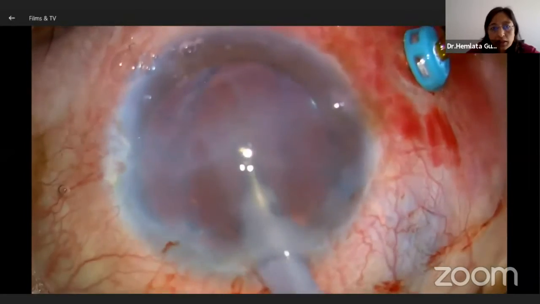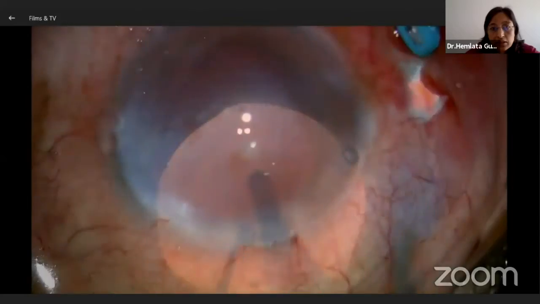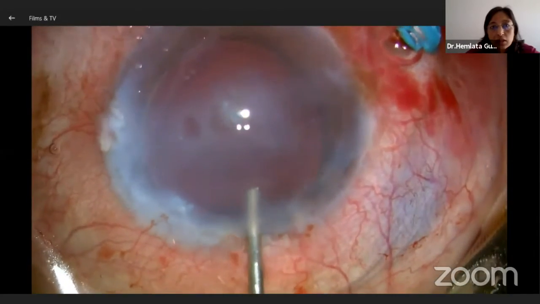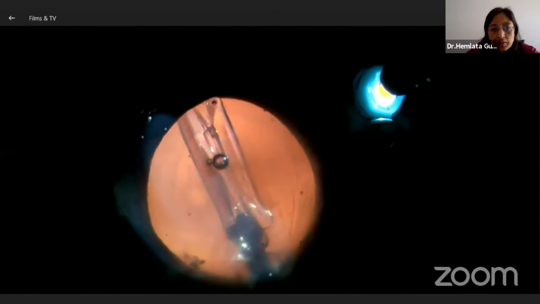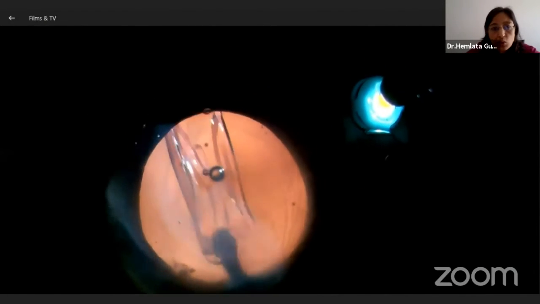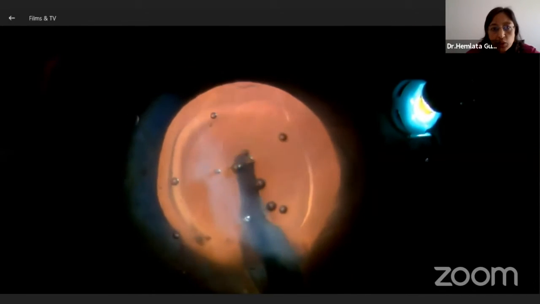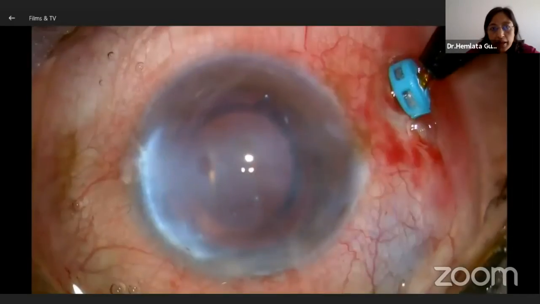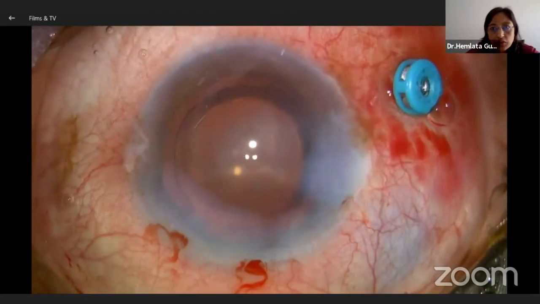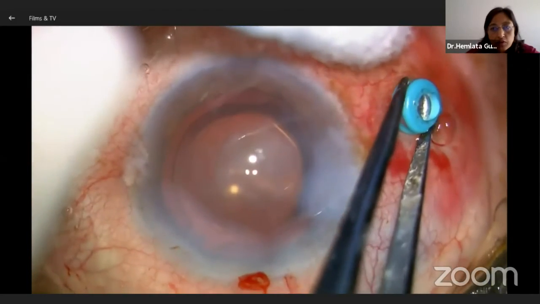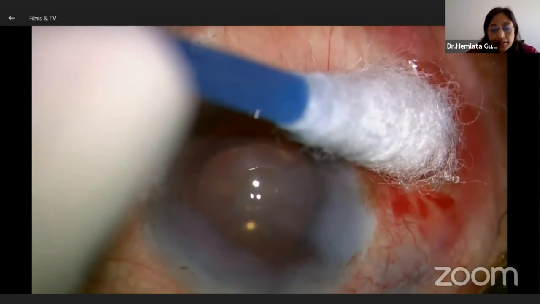Even cortical matter aspiration is a little difficult, and it is at this step that you can cause zonular dialysis because of pulling of the rhexis margin. But with the chandelier, we are able to complete all these steps very easily, and under direct visualization the IOL is also placed safely inside the capsular bag. In the end, we just do the stromal hydration and pull out the chandelier without applying any suture. So it is self-sealing.